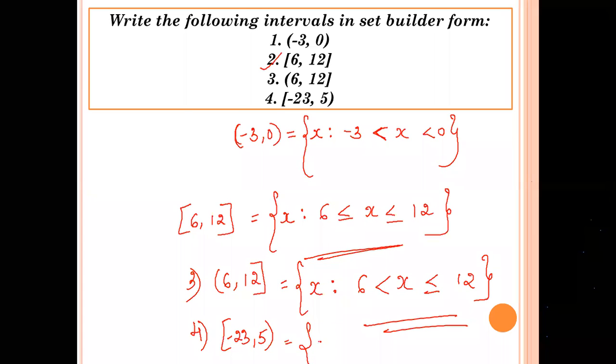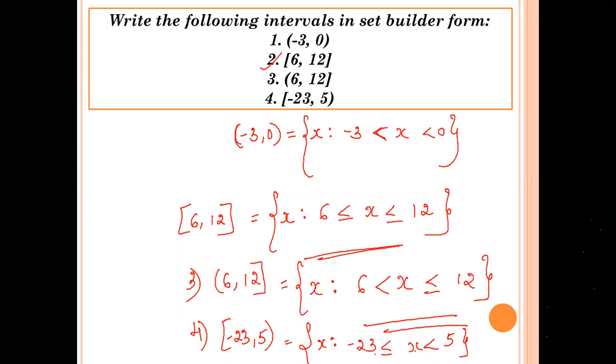So it is x such that you can see we have minus 23 and 5. So write x. Now you check the end of minus 23. It is closed interval. Closed, right? When it is closed, you have to write less than or equal to. If you see the end of 5, it is open. So you cannot include 5. What does that mean? x can be minus 23, but x cannot be 5. It should be in between these two values.